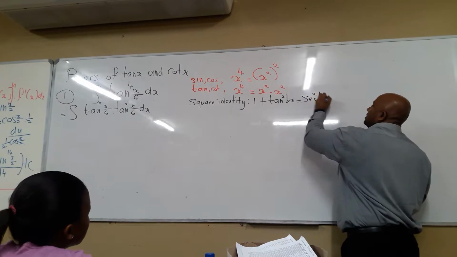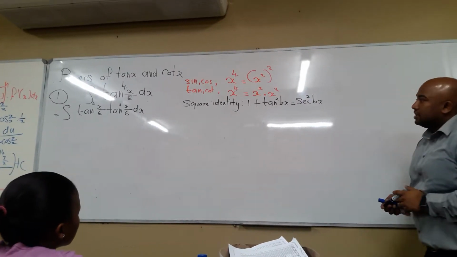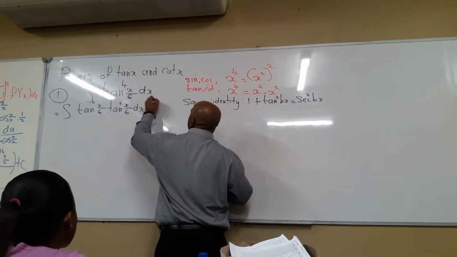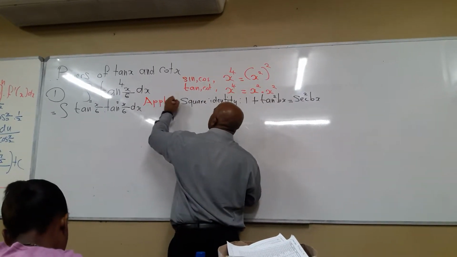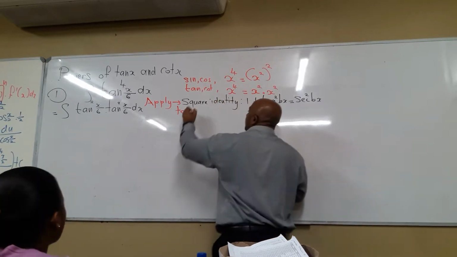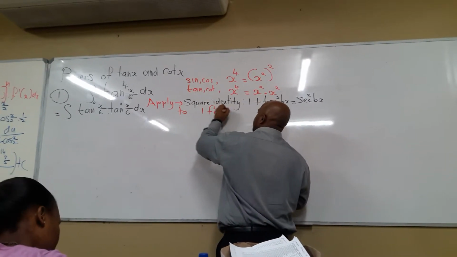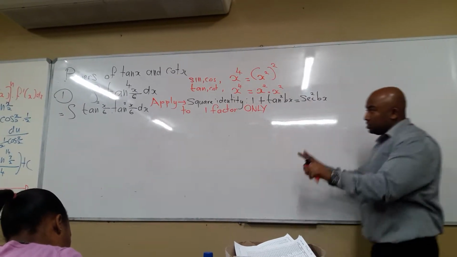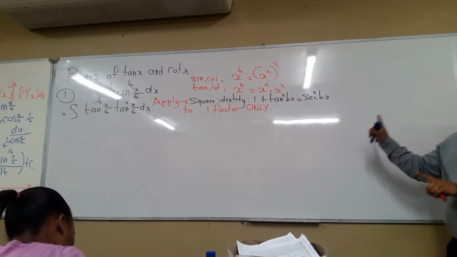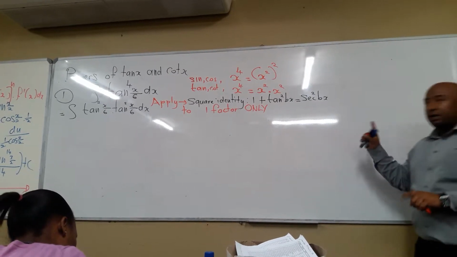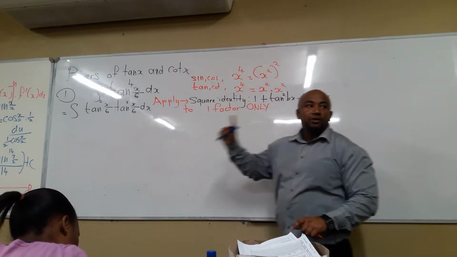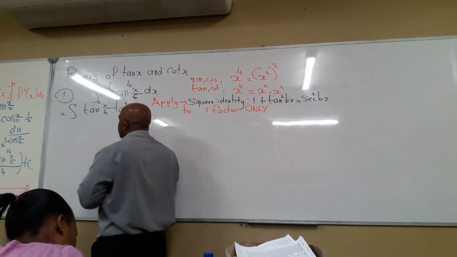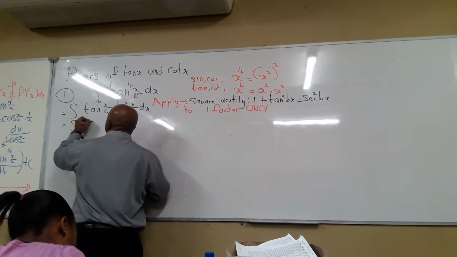Sec squared of bx. So now what you will do is you will apply your square identity to one factor only. There's 2 factors there. Tan squared multiplied by tan squared. But we apply it to one factor only. You can choose any one. Okay. So now I'm going to choose the second one.